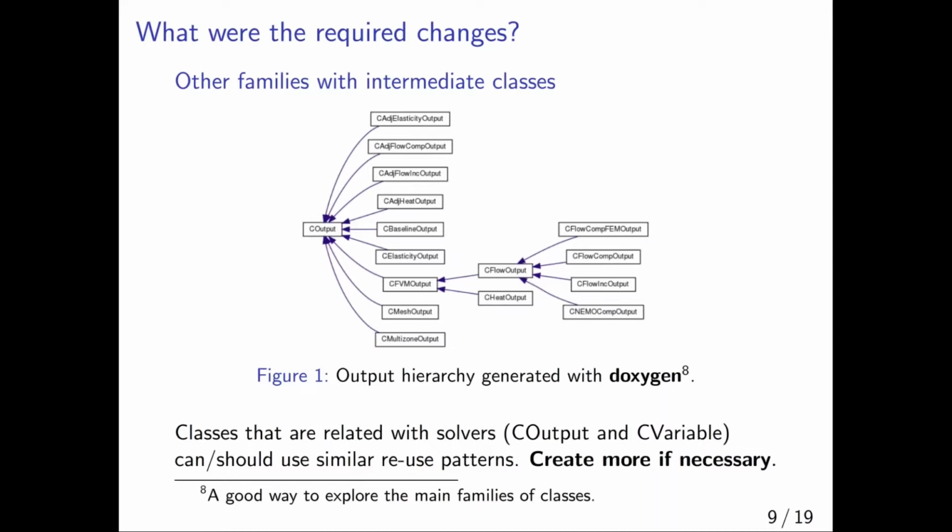You will see this kind of pattern of having more intermediate classes elsewhere. So, for example, classes that track the solvers closely, like COutput and CVariable, have had similar changes. You see here the diagram for the output structure, and this is generated with Doxygen. If you've never looked into that, it's fairly easy to build the Doxygen documentation for SU2, and it's a very good way to explore to find out what are the main families of classes and how they are related, and also to jump between the code of those classes. So have a look into that if you're new to SU2, or even if you're not, you might find something interesting there.